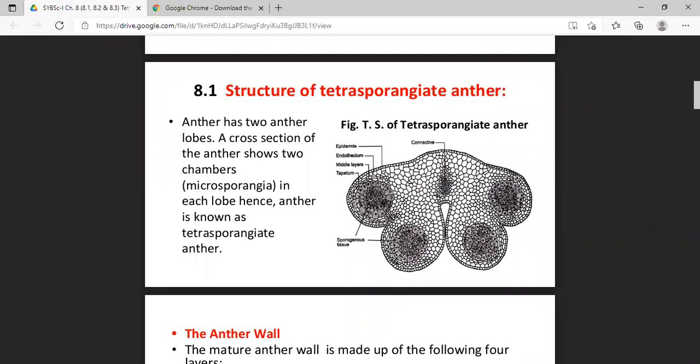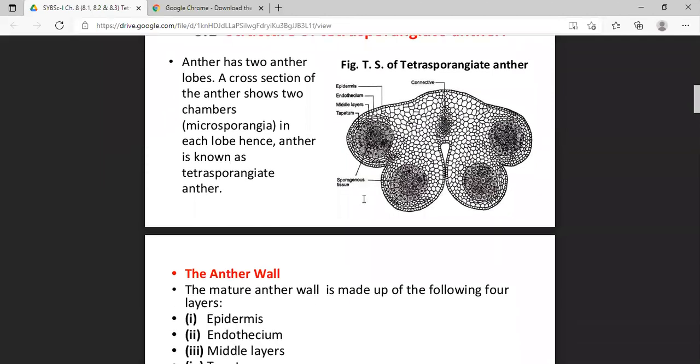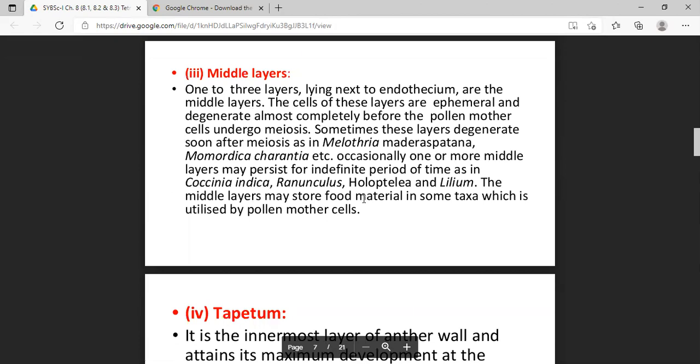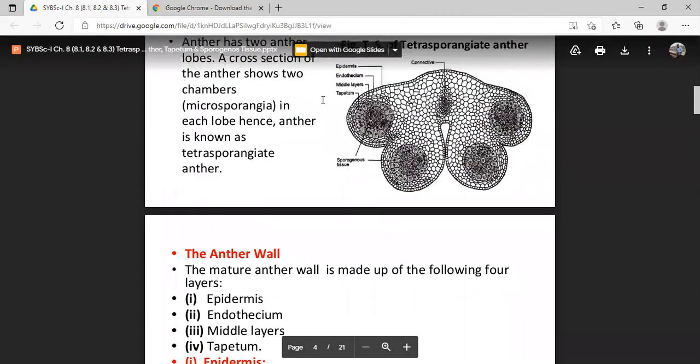The main function of the tapetum is to nourish the inner fertile cells, which are called pollen mother cells, or microspore mother cells. Okay, and we can see these microspore mother cells. So these are the cells here.